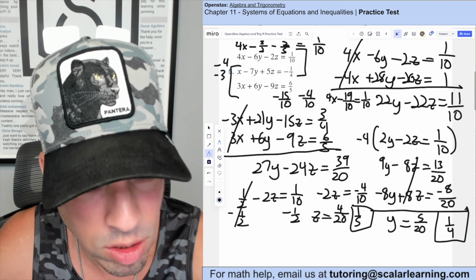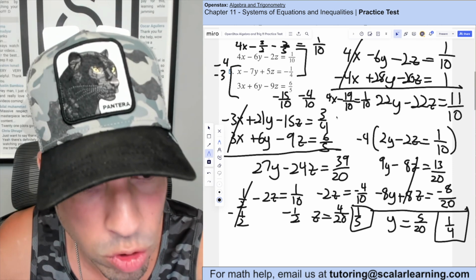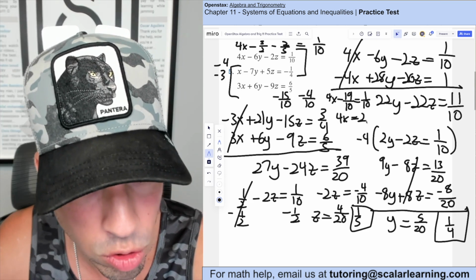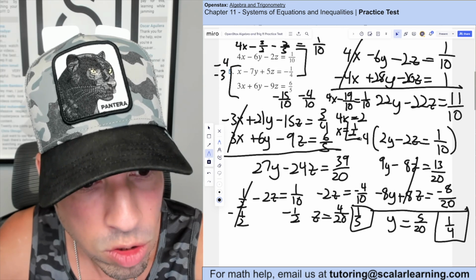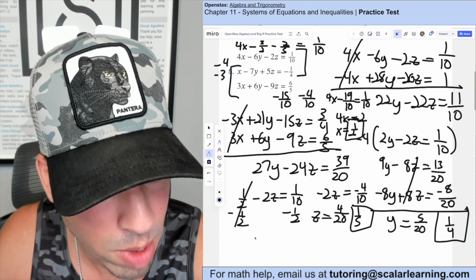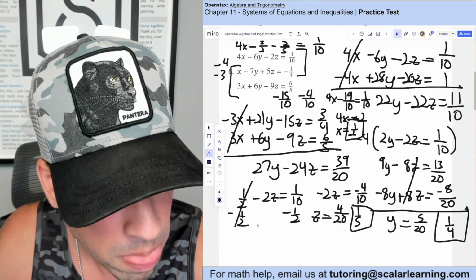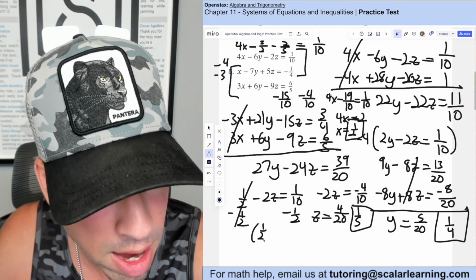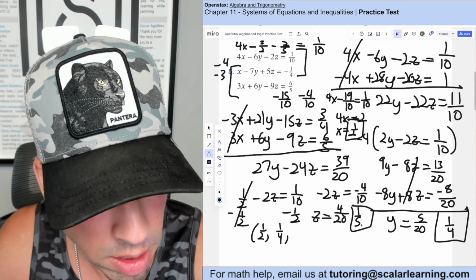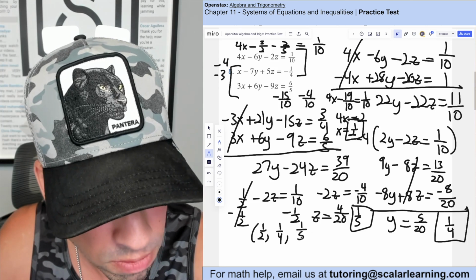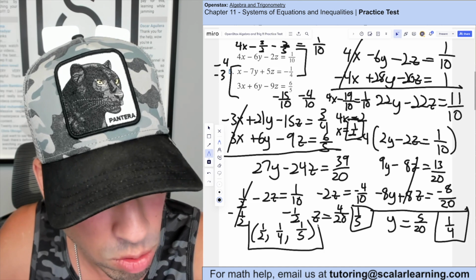Now we're going to add 19 over 10 to that side. This is going to be 20 over 10 or 2. So 4x equals 2, which means x equals 1/2. All right. So we got it all scratched together. Now let's write it out in a nice coordinate format. So we got x is 1/2, y is 1/4, and z is 1/5. And that's how you do it.